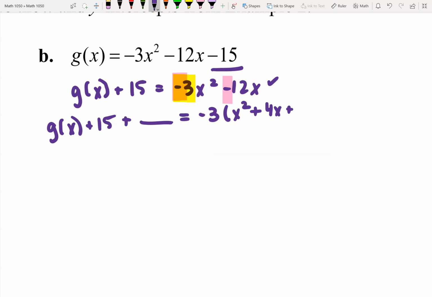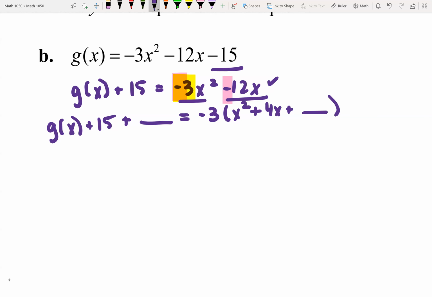Okay, now I want to ask you a question. Some people are like, okay, I see you took out a negative 3, but this guy and this guy also both have an x. So why didn't you take out an x as well? Well, if I took out an x, I wouldn't have an x squared anymore. And how can I complete the square if it's not squared? So don't take out the variable, just take out the number, okay?